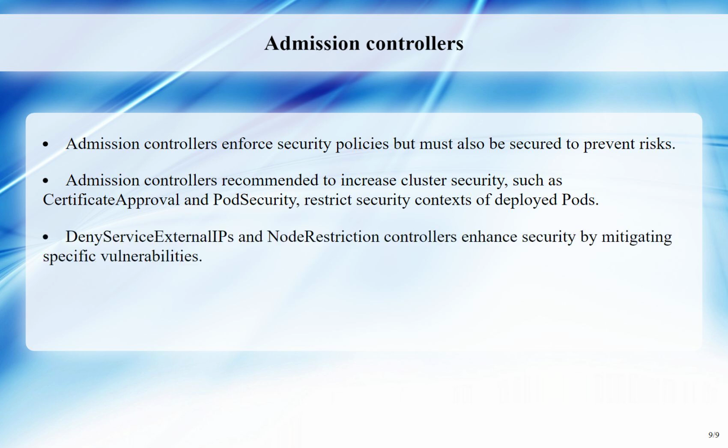The second group includes controllers like deny service external IPs and node restriction, which are not enabled by default but are recommended for enhancing security. Deny service external IPs mitigates against CVE-2020-8554, while node restriction restricts kubelet permissions to prevent unauthorized influence on pod placement.